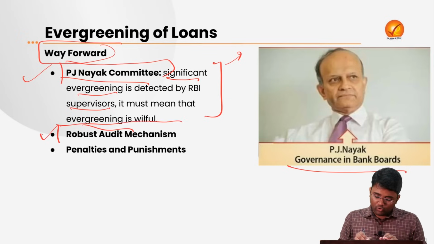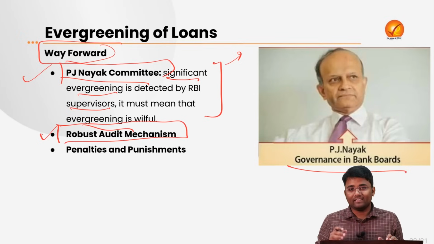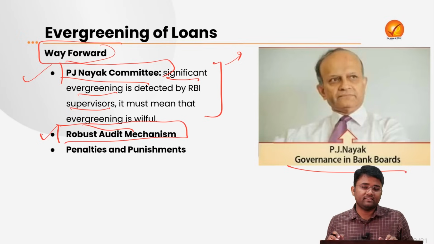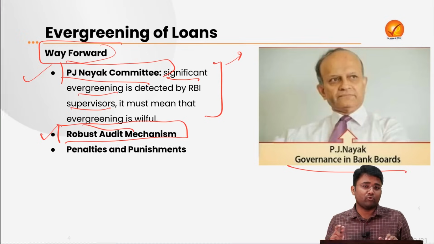Then there is a need for a robust audit mechanism, either by RBI or different audit agencies. There is a need for more use of technology like blockchain and AI, so that these types of activities like evergreening of loans can be detected properly.